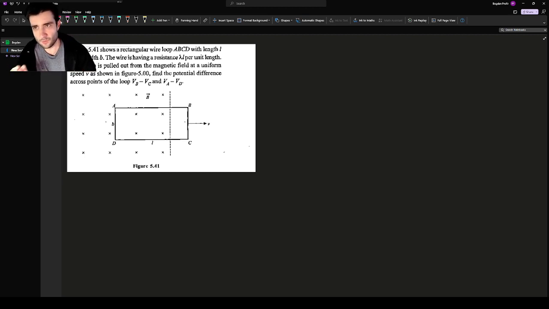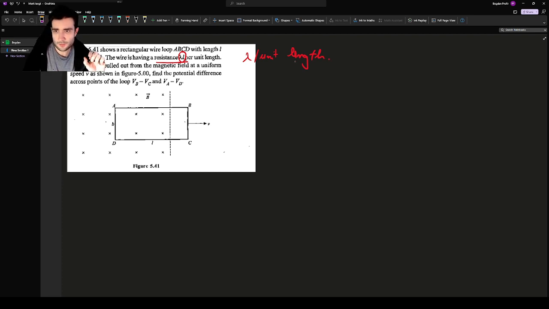And we know that the wire has a resistance of lambda per unit length, right? I think there might be a typo here, because it looks like the resistance is lambda L per unit length, but it's lambda per unit length. And the loop is being pulled out from the magnetic field at a uniform speed v, so this is constant, which is important, as you'll see.